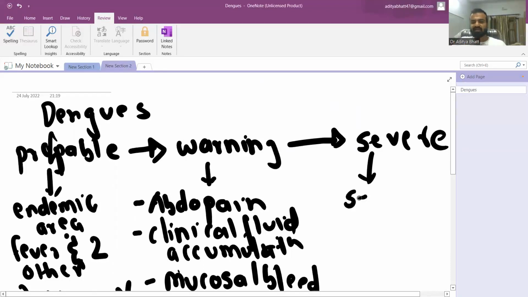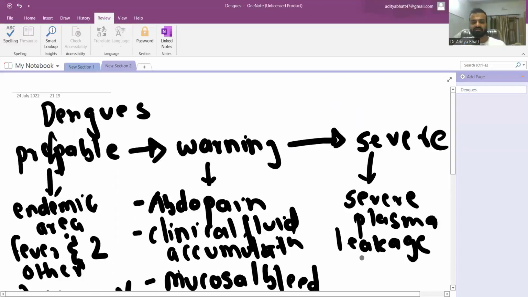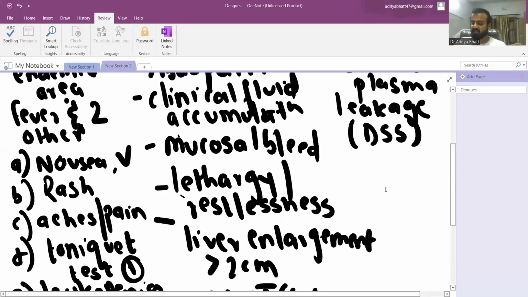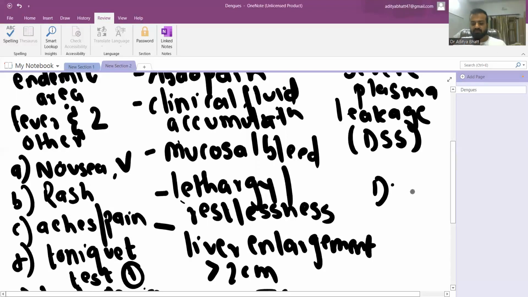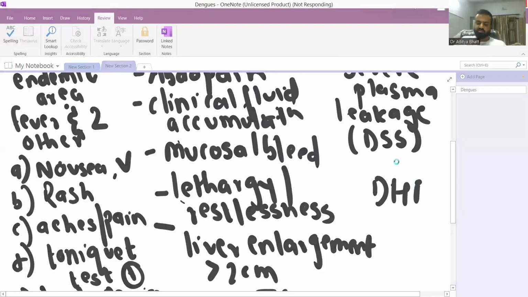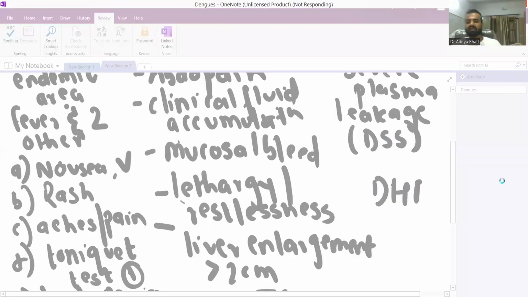So there is severe plasma leakage, which historically is called dengue shock syndrome, DSS. Or it might be dengue hemorrhagic fever. There might be severe bleeding, dengue hemorrhagic fever. It is a spectrum of DHF. So the first thing in severe dengue is dengue shock syndrome. Then there is dengue hemorrhagic fever or severe dengue hemorrhagic fever.